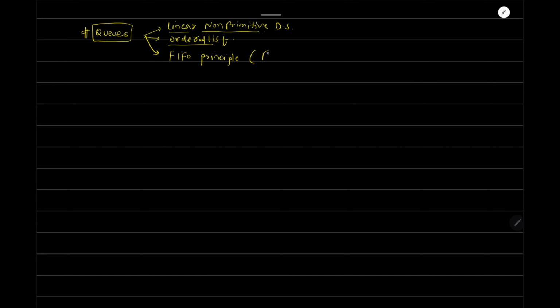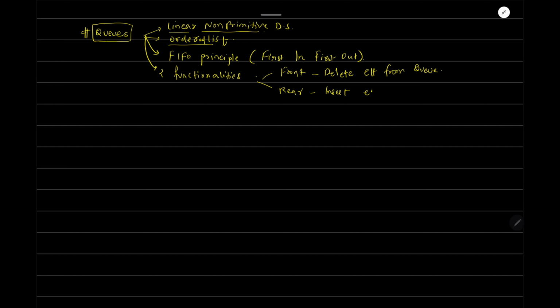So what does FIFO mean? First in, first out. Let us understand what first in, first out is in just a while. And it has two main functionalities: one is front and the other is rear, where front is used to delete elements from the queue, whereas rear is used to insert elements into the queue.